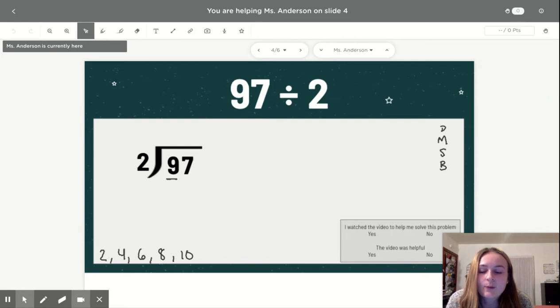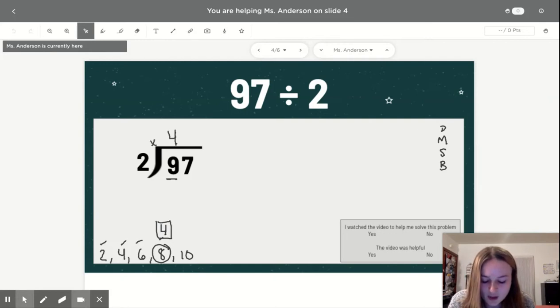And now I need to figure out which number gets me as close to 9 as possible without going over. That would be the number 8 here. And then I'm going to count how many times I skip counted by 2 to get to 8. So that would be 1, 2, 3, and 4. That means that 8 is the fourth multiple of 2. So I'm going to go ahead and take this 4 and place it right above the 9, so I can divide 9 by 2.